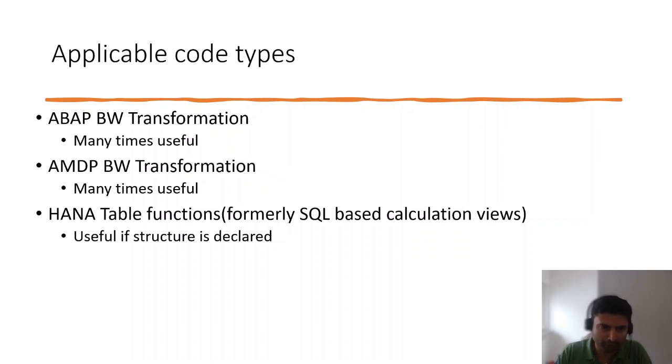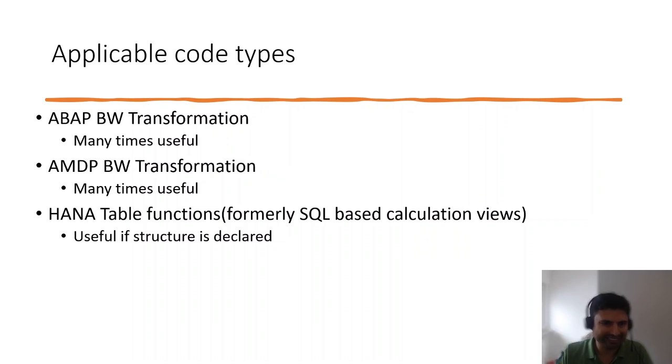Of course, HANA table functions, which are already supported in Eclipse, may as well be used and be supported by this plugin behind the scenes. When I was testing it myself, what I found was that for SAP BW ABAP transformations and AMDP BW transformations, the feature was quite useful because, just like I mentioned last time, if the structure of your internal table or the objects that you're going to use is available in your coding, then ChatGPT can work efficiently.